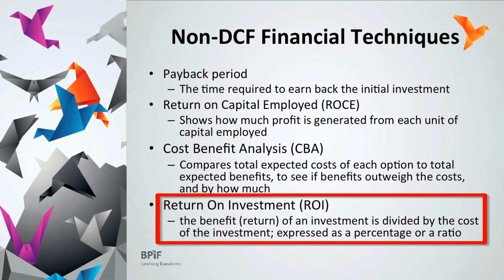And the final one, which again is another simple one, is the return on investment. That's the benefit or the return on investment divided by the cost of the investment, expressed as a ratio. It's very similar to return on capital employed, apart from the fact that ROI uses net profit after interest and tax, whereas return on capital employed uses EBIT.